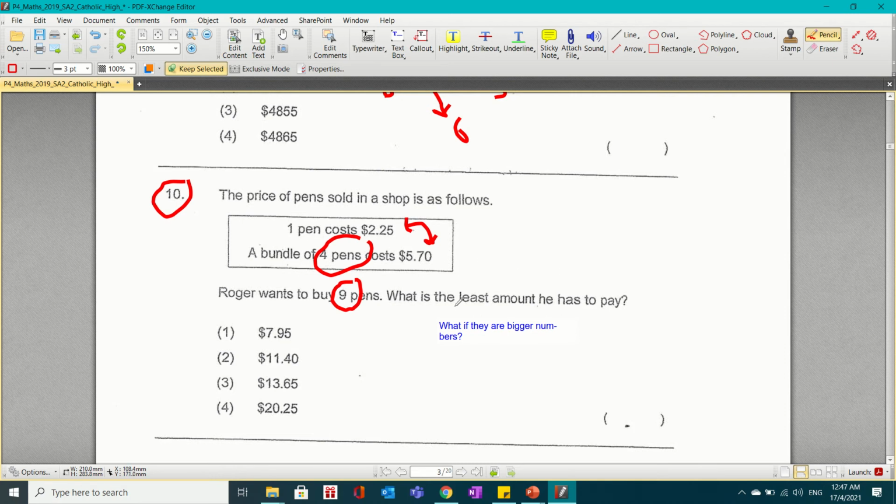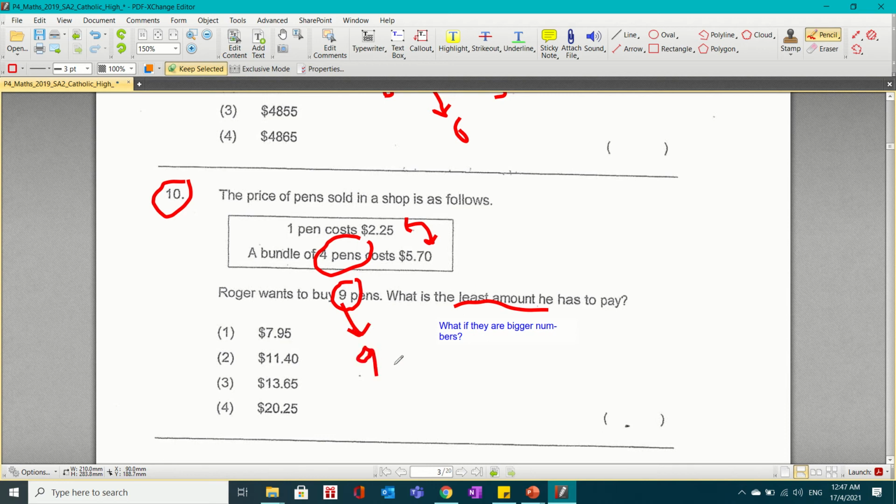So this is what they mean by what is the least amount he has to pay. Technically you can just take 9 times $2.25, but that is wrong because they're asking for the least amount of money that he has to pay. So the assumption here is that he prioritizes the buying of the bundle of pens instead of buying everything as a single pen. So this is where you're going to have to do a simple division.